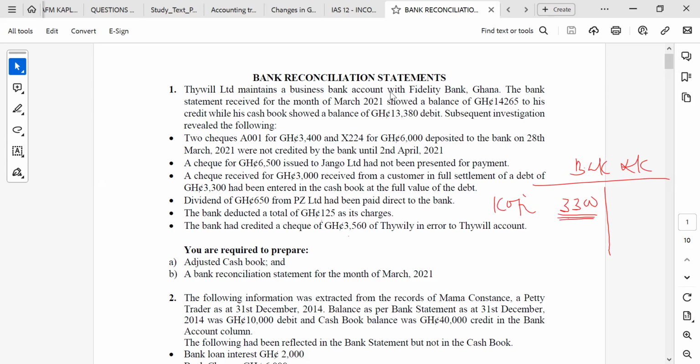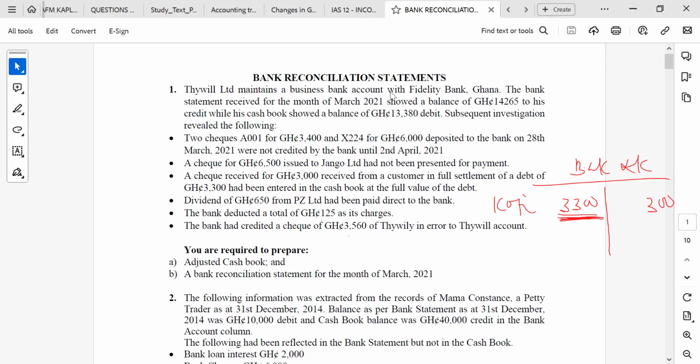What do we do to make it 3,000 now? You subtract the 3,000 from the 3,300, so that we subtract 300. You're supposed to enter 3,000, not 3,300. It means that we have to subtract 300 by putting the 300 on the what? Credit side. Is that correct?